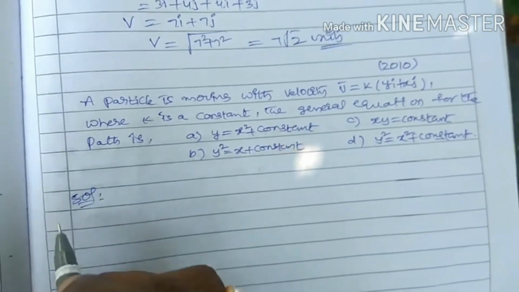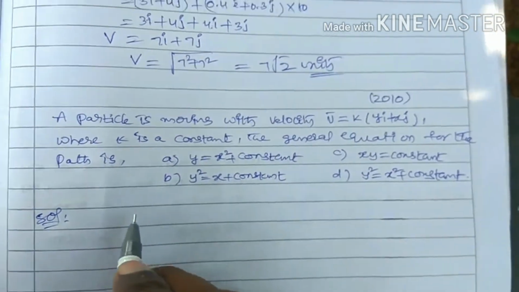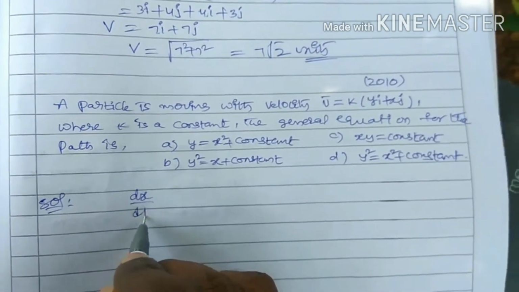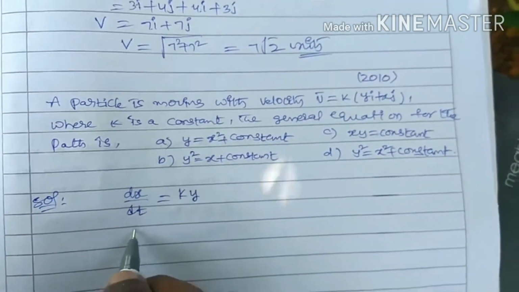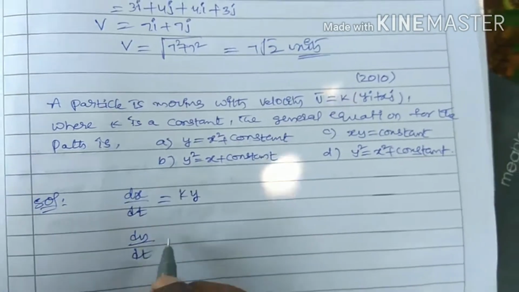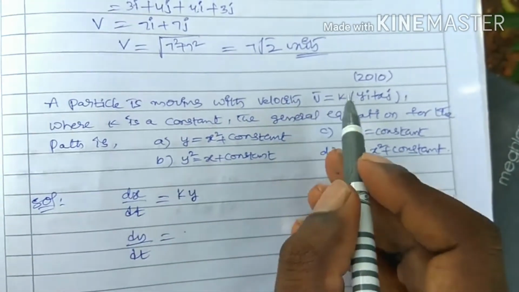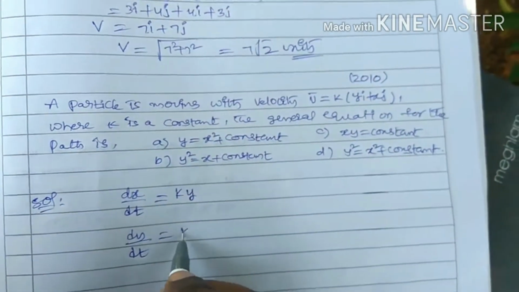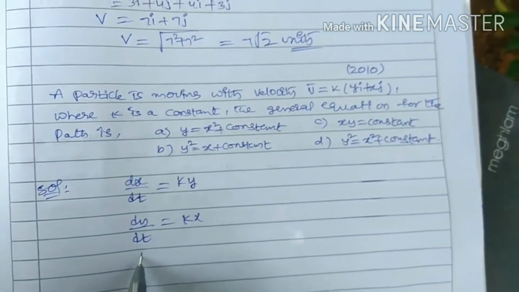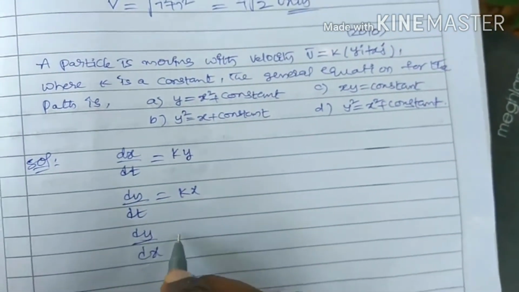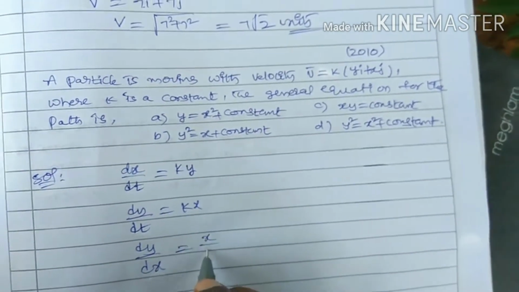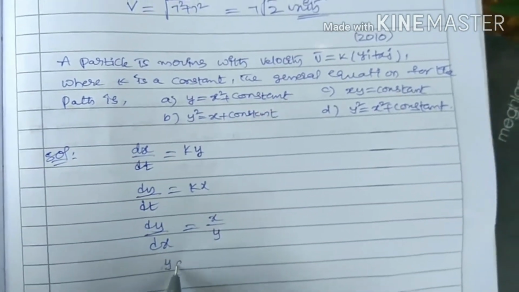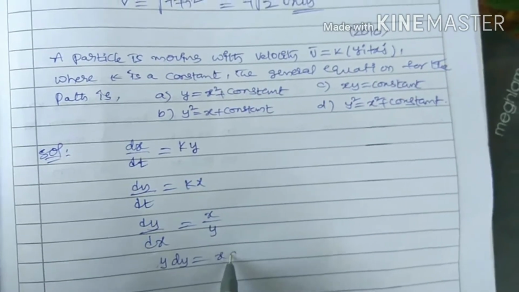So from the equation we can write dx by dt is equal to ky, and dy by dt is equal to kx. Then dy by dx can be written as x by y, whereas y dy is equal to x dx.